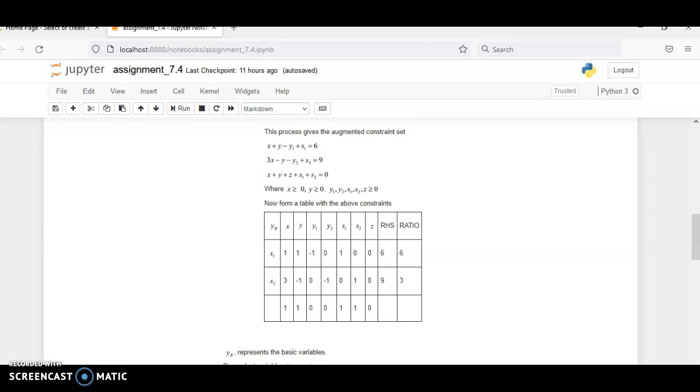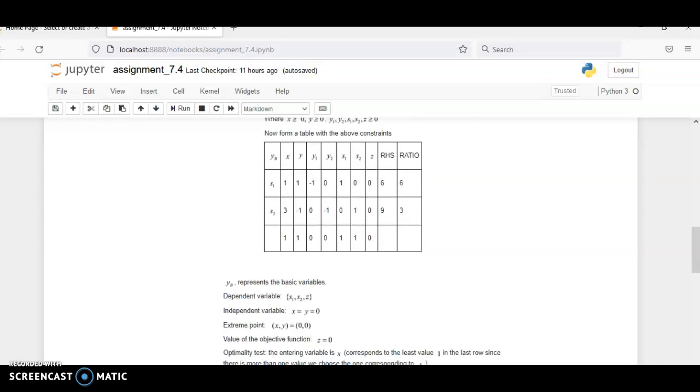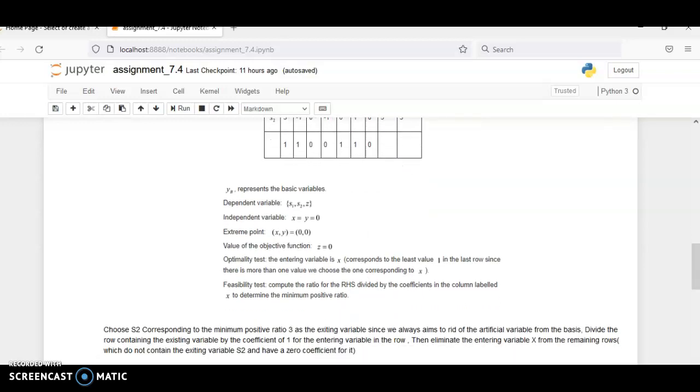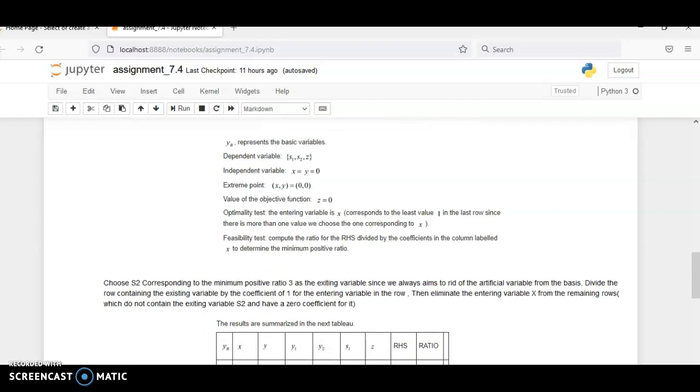Now form a table with the above constructs. We use the construction and create a table. So this table is created, and there is a column representing the basic variable. Dependent variables are s1, s2 and z. Independent variables are x equals y equals 0. Extreme point is x, y equals 0, 0. Value of the objective function is z equals 0.